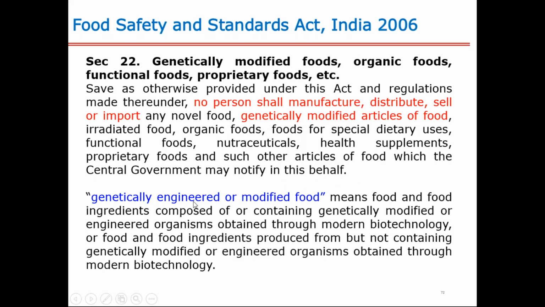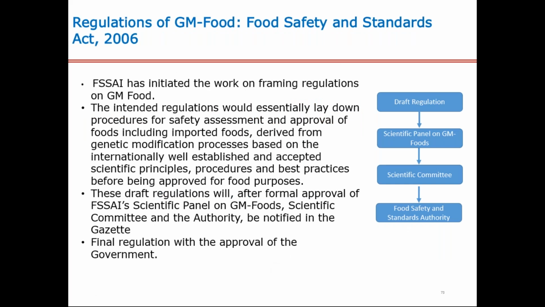And the definition for genetically engineered or modified food is given as food and feed ingredients composed of or containing genetically modified or genetically engineered organisms obtained through modern biotechnology, or food and food ingredients produced from but not containing the GMO. So in this context, the regulations for GMO are in the pipeline. They are being framed by the committee.